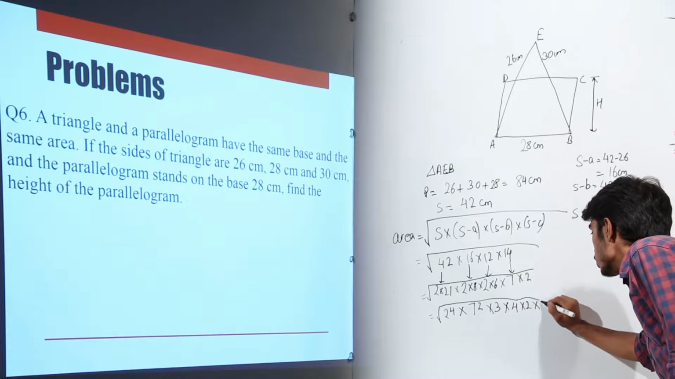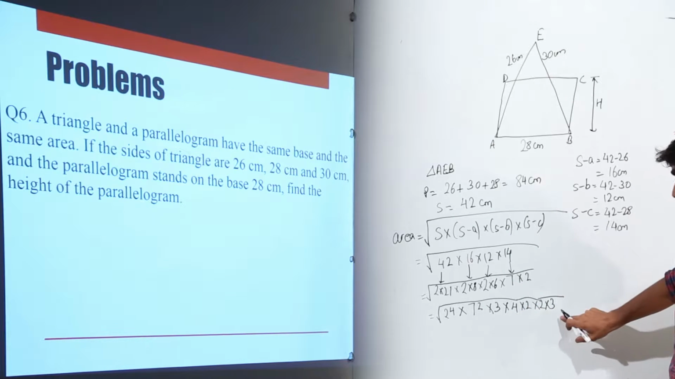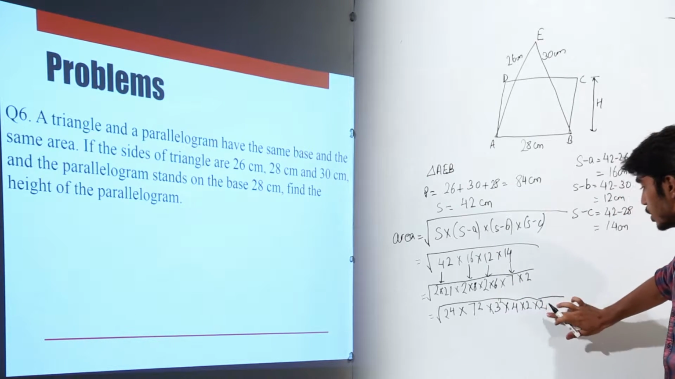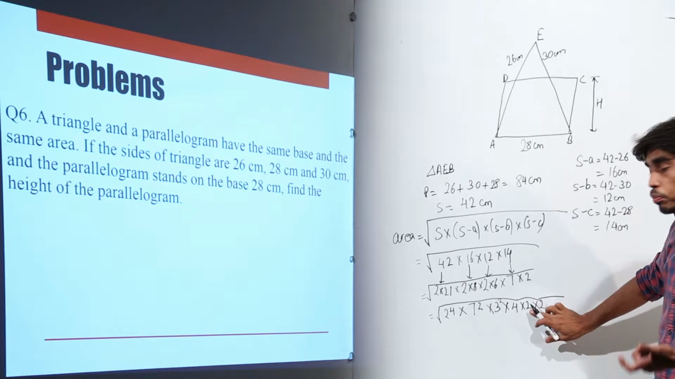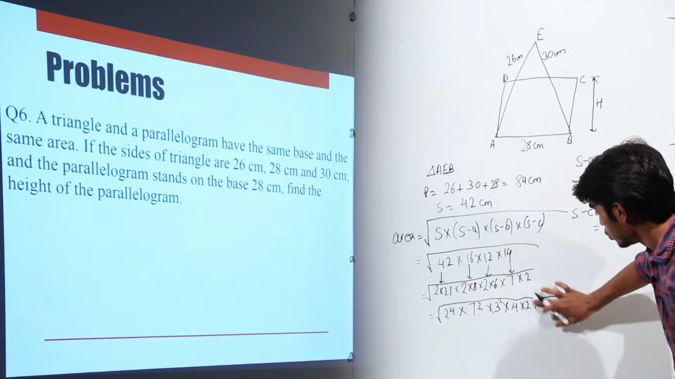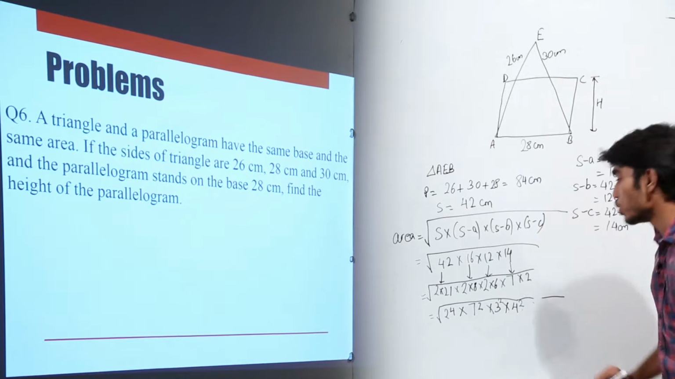So this becomes, this 3 and this 3 can be clubbed together to make 3 square. I am rubbing this 3. This 2 and this 2 can be clubbed to make 2 to the power 2, that is 4. So I am rubbing these and making it as 4 square.